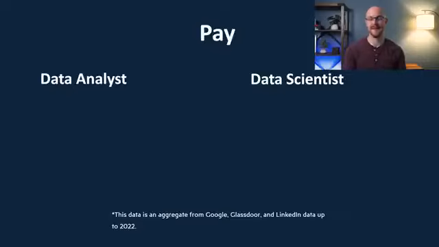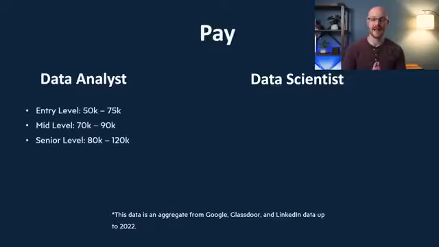Lastly, let's take a look at the pay for both a data analyst and a data scientist. Let's start off with data analyst. For an entry-level data analyst role, you're looking at anywhere from 50 to 75. Now that's where you're going to get on average. Sometimes it'll be a little bit lower. Sometimes it might be a little bit higher. As a mid-level analyst, you're looking at anywhere from 70 to 90,000. And as a senior level data analyst, anywhere from 80 to 120,000.